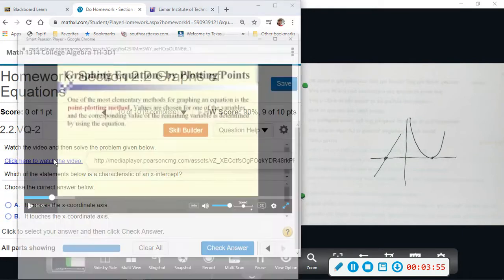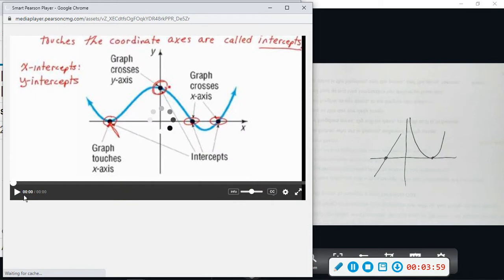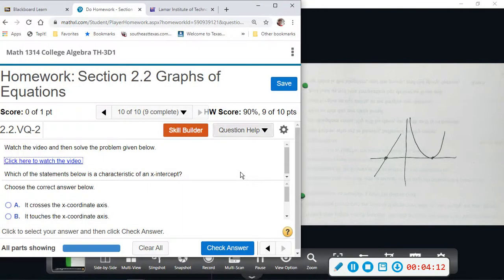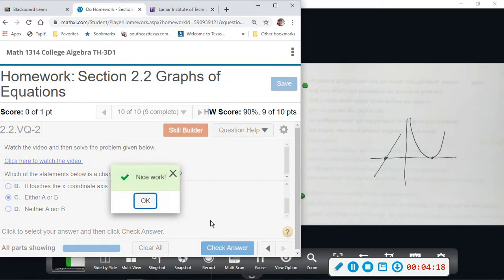You can probably watch the video. Let me see what this video is. It's only 5 minutes, and it talks about x's and y's. It shows you one touching, shows you some crossing, so you can kind of see that just from the starting image. So we're going to go with C, either A or B, could cross or touch, and then that should be good to finish us up here.